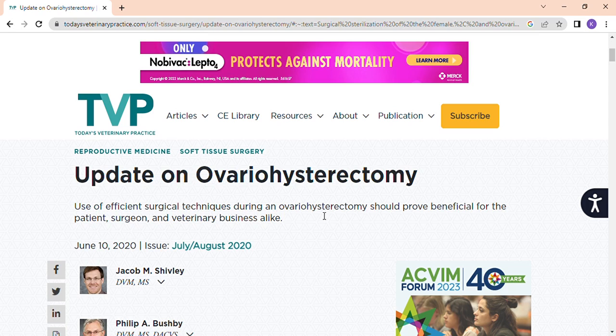So today we will discuss ovariohysterectomy, which is the most common surgical procedure we come across at the clinic. Many owners have the complaint that their cat or dog usually remains in heat, so they do this ovariohysterectomy surgical procedure to remove the ovaries. So there is an update on ovariohysterectomy. Use of efficient surgical technique during an ovariohysterectomy should prove beneficial for the patient, surgeon, and veterinary business alike.